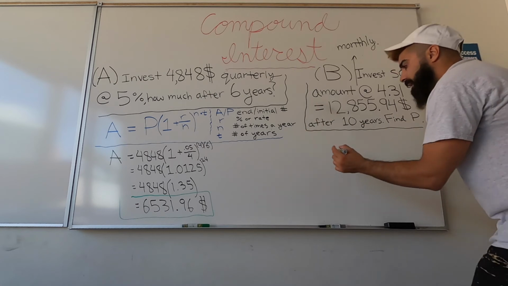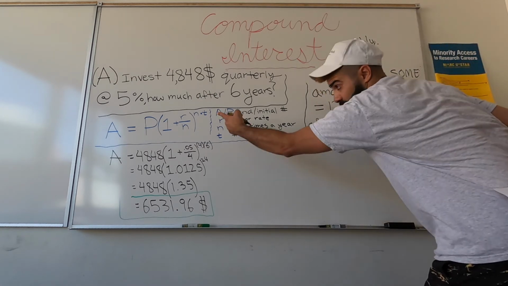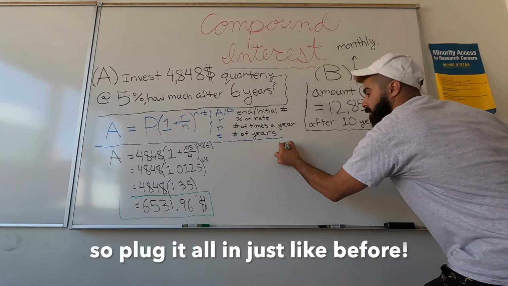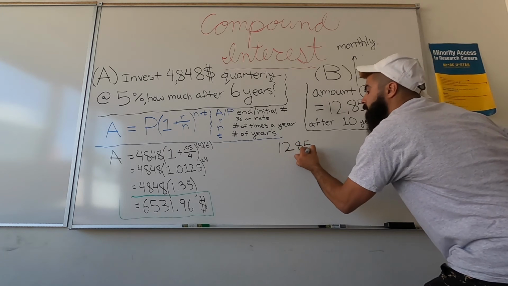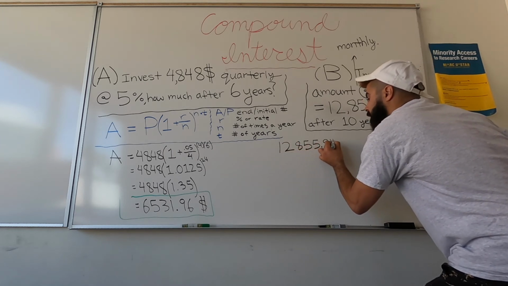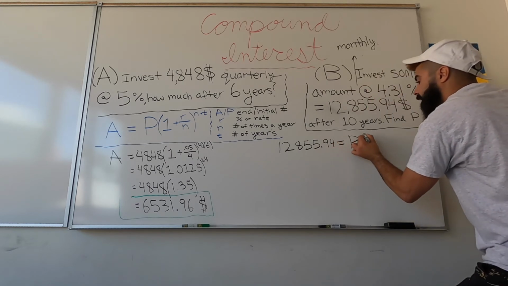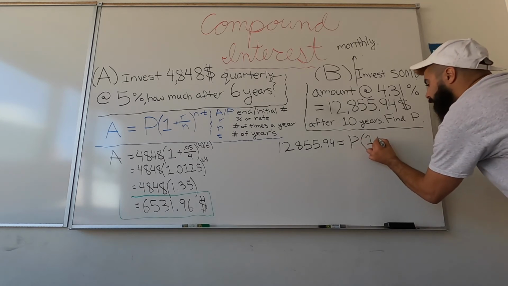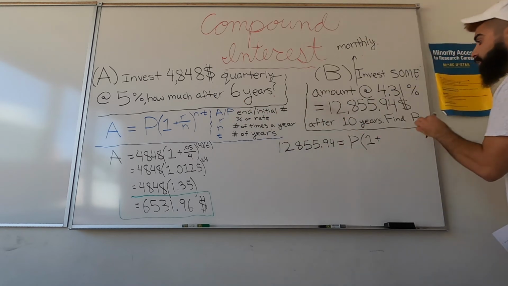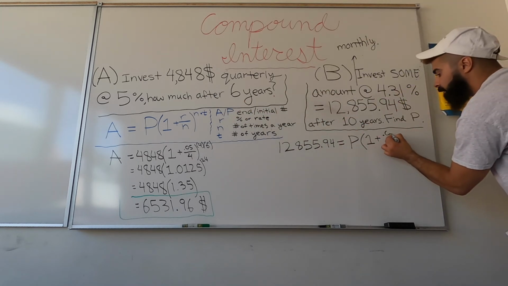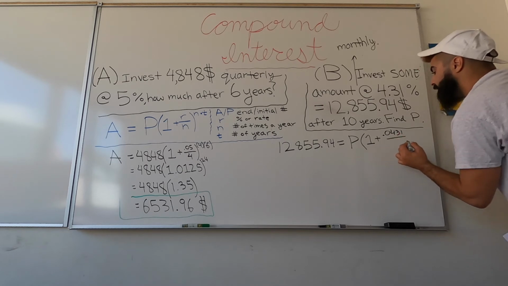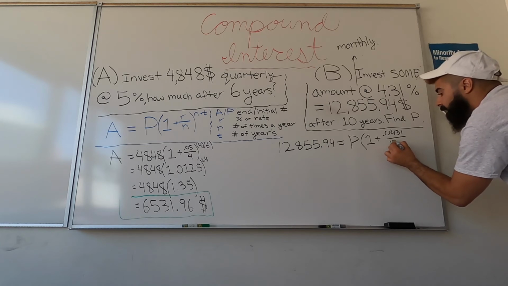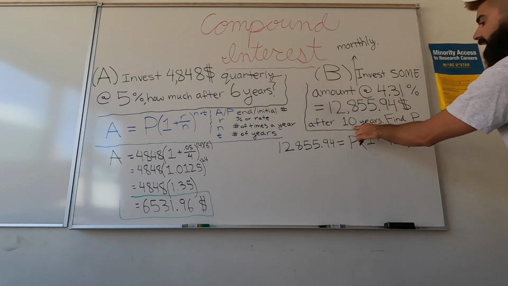So this time we have A. We start with our A. We're using the formula again, but instead of A, I'm going to write 12,855.94 is equal to P times something. And we want to find P. So our something is going to be 1 plus R over N. Here our R is 0.0431, divided by N, which is 12 because it's being compounded monthly. And that's being raised to the 10 times 12.